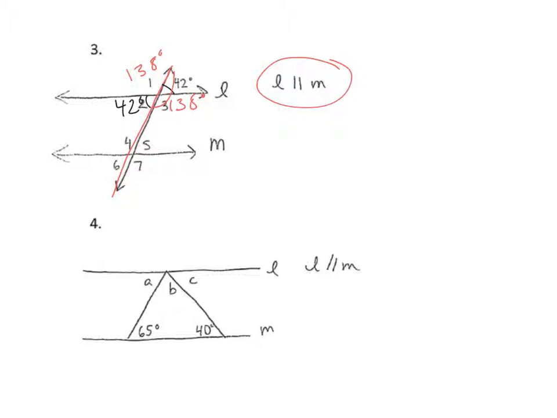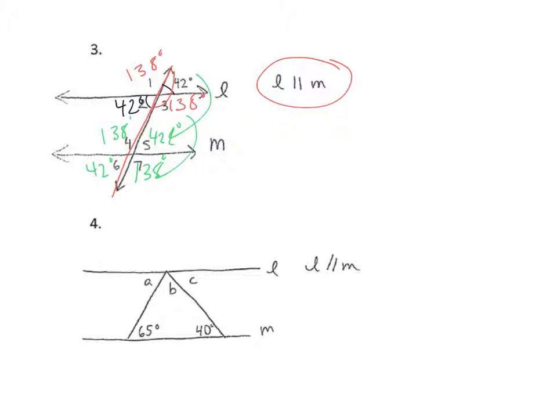Now I can use corresponding angles or alternate interior angles to copy down here. This has to be 42 because it's corresponding. This has to be 138. So this is 138 and this is 42. You should be able to fill in all those different angles.